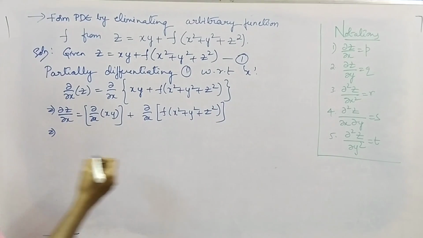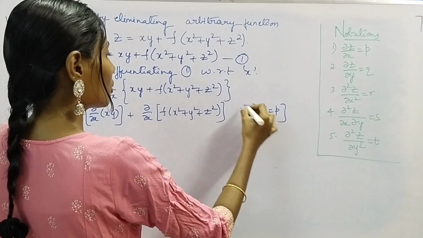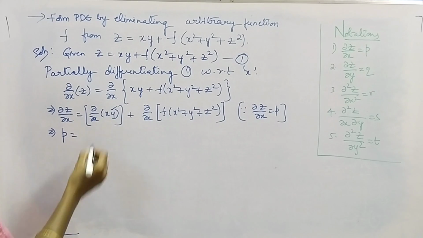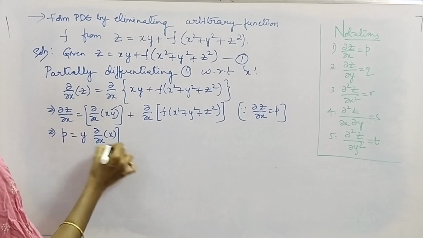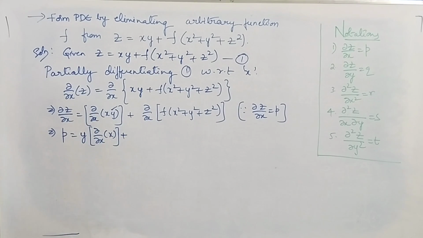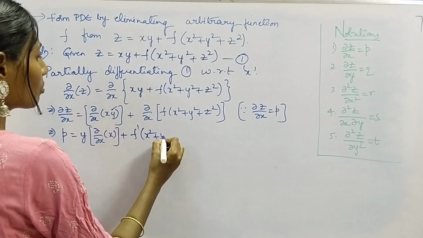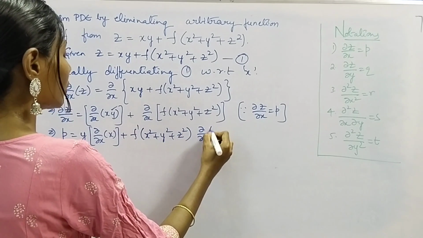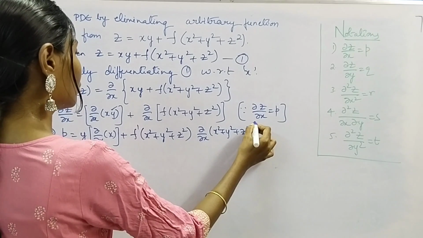Since we have a notation dou z by dou x equal to p, let's replace dou z by dou x by p. We'll get p equal to, here y is treated as constant, so we'll write this term as y into dou by dou x of x, plus the partial derivative of f of x square plus y square plus z square with respect to x, which is f dash of x square plus y square plus z square into the partial derivative, that is the inner derivative.